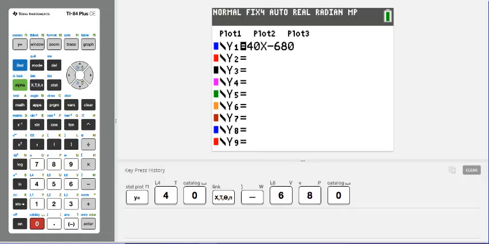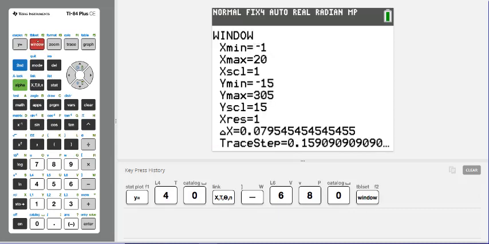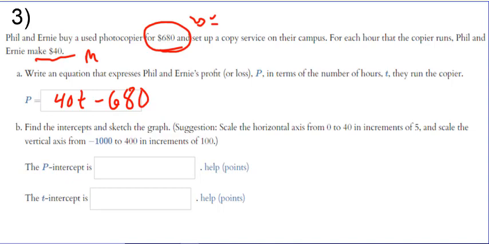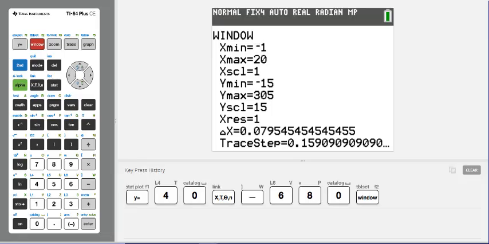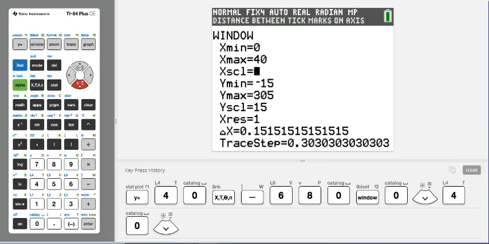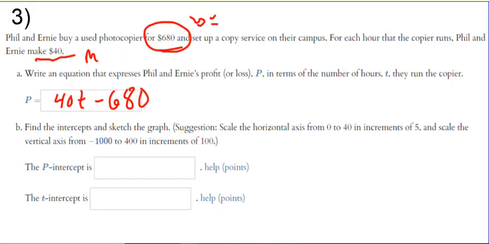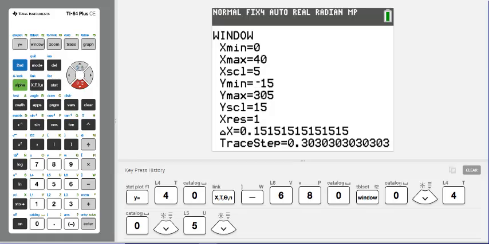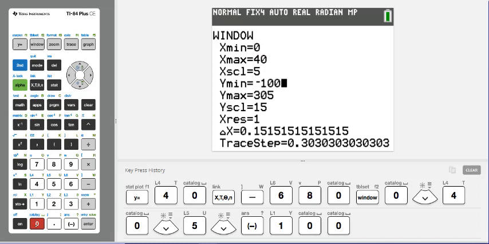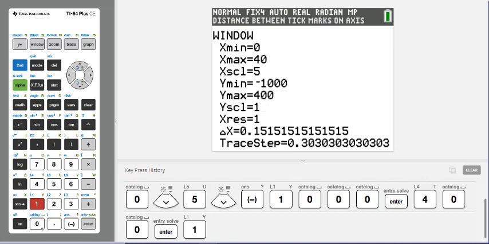Now go to window. For the x-axis, they wanted 0 to 40 and scale it by 5. So 0, 40, scale by 5. Then for the y, they wanted -1000 to 400, scale it in hundreds. So -1000, enter, 400, 100. Okay, now we're just going to hit graph.